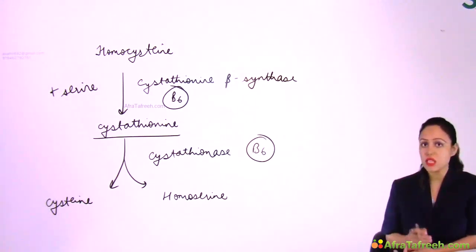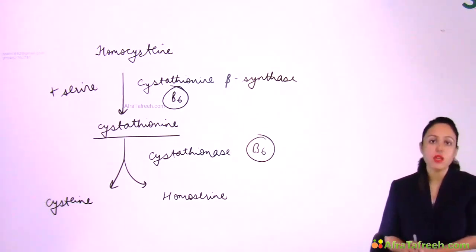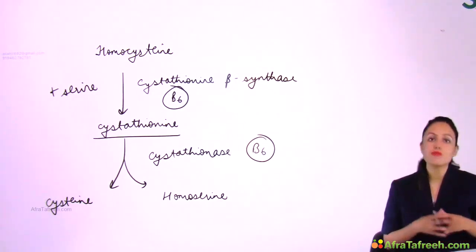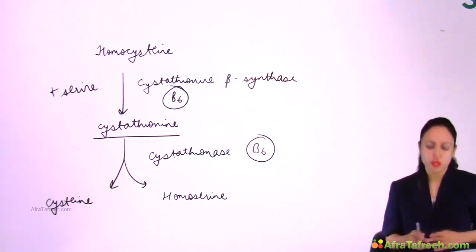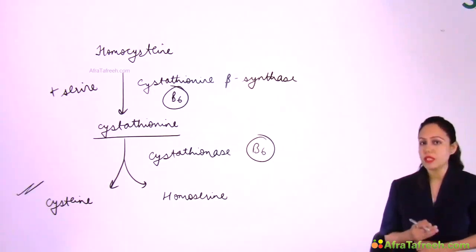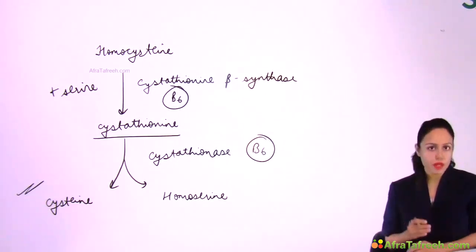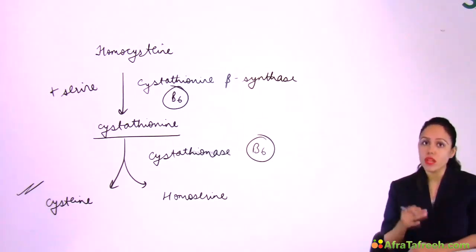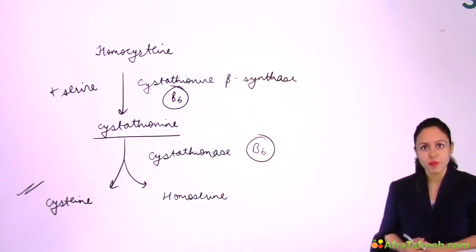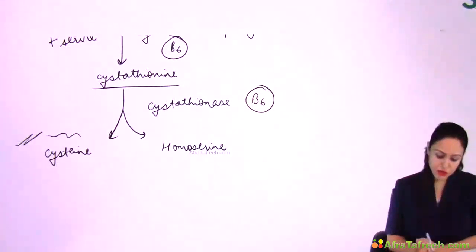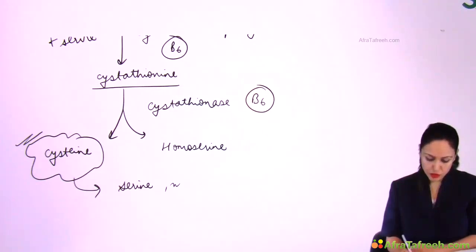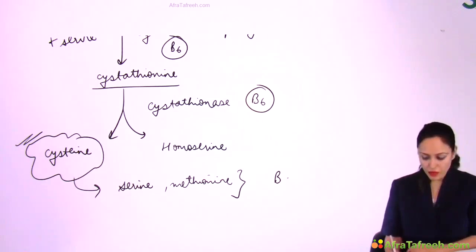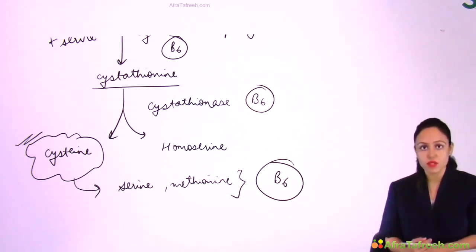This enzyme also requires vitamin B6 and it will break down this cystathionine into cysteine and homoserine. So this way cysteine is getting formed from homocysteine. I told you that methionine in the body can form cysteine. So how? Look here, methionine first forms homocysteine and homocysteine can be converted to cysteine. So can I say cysteine is non-essential, but cysteine becomes essential only if methionine is not available in diet, right? And for the formation of cysteine we require two amino acids, serine and methionine, and one vitamin, vitamin B6, right?